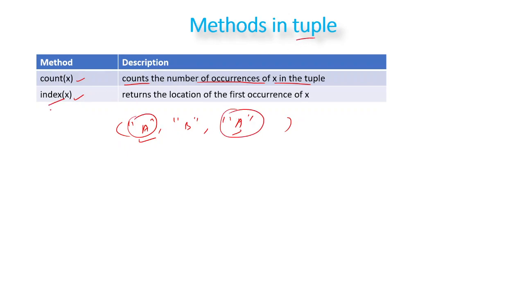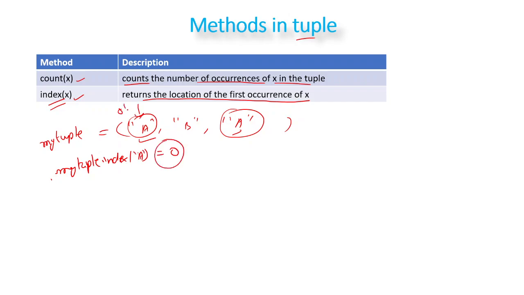Then index, it returns the location of the first occurrence of A. So if we find the index of A, suppose this is my tuple, you will do something like this: my tuple dot index of A. It will return 0, the first occurrence, because it is the 0th index. Okay, so that's it for tuple.